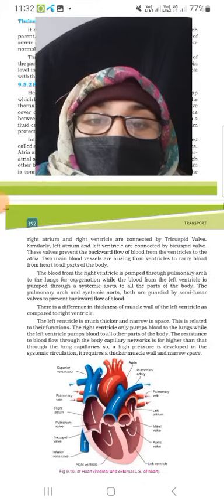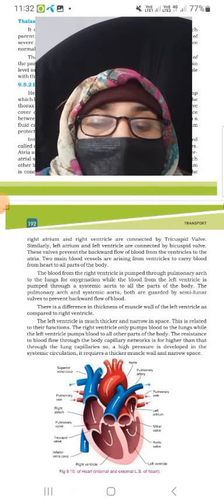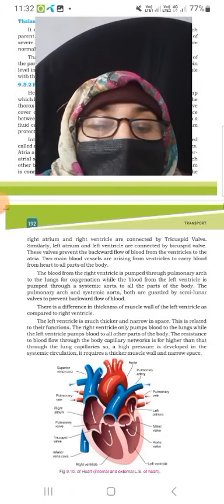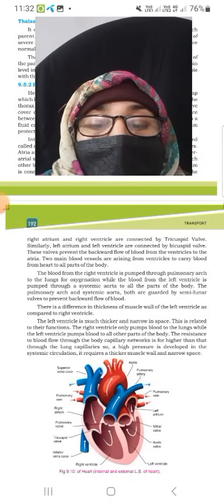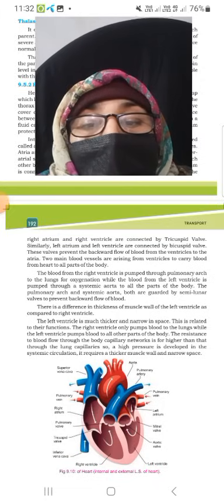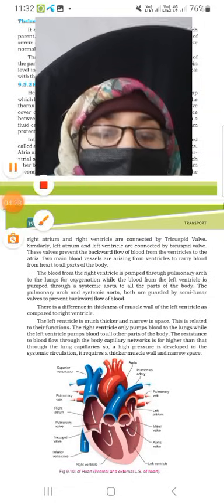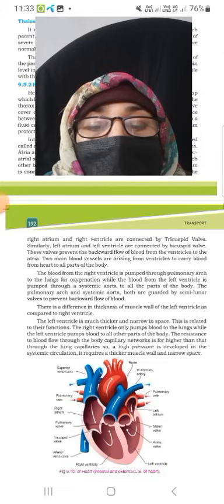There is a different thickness of the muscular wall of the ventricles. Compared to the right ventricle, the left ventricle is much thicker and has a narrower space. This is related to their functions: the right ventricle only pumps blood to the lungs, and the left ventricle pumps blood to all other parts of the body.